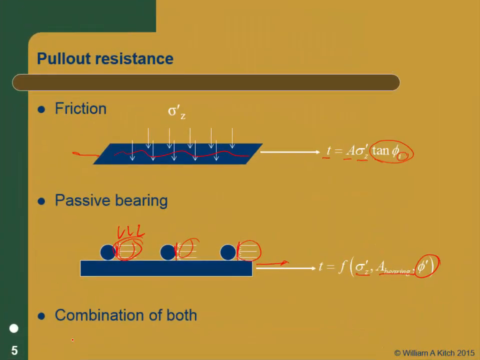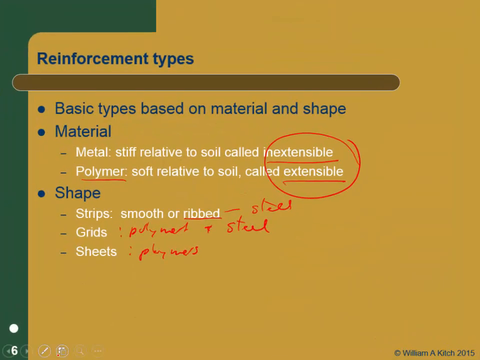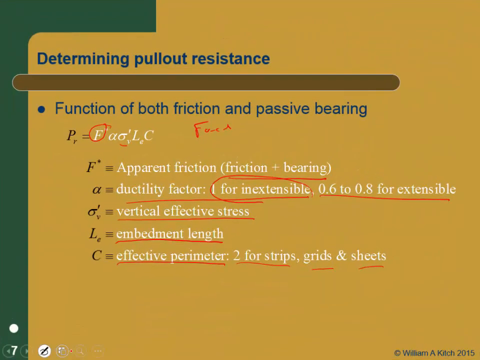When I derived this stuff, we were talking just about friction on one side, but you've got it on the other side too, right? So when you put a strip in, you actually get 2 frictional resistances, one on the top and one on the bottom. The only time C is not 2 is if you're using bars, because then you calculate the whole perimeter of it. But for most cases, the effective perimeter is going to be 2, because we'll be using almost always strips, grids, or sheets.